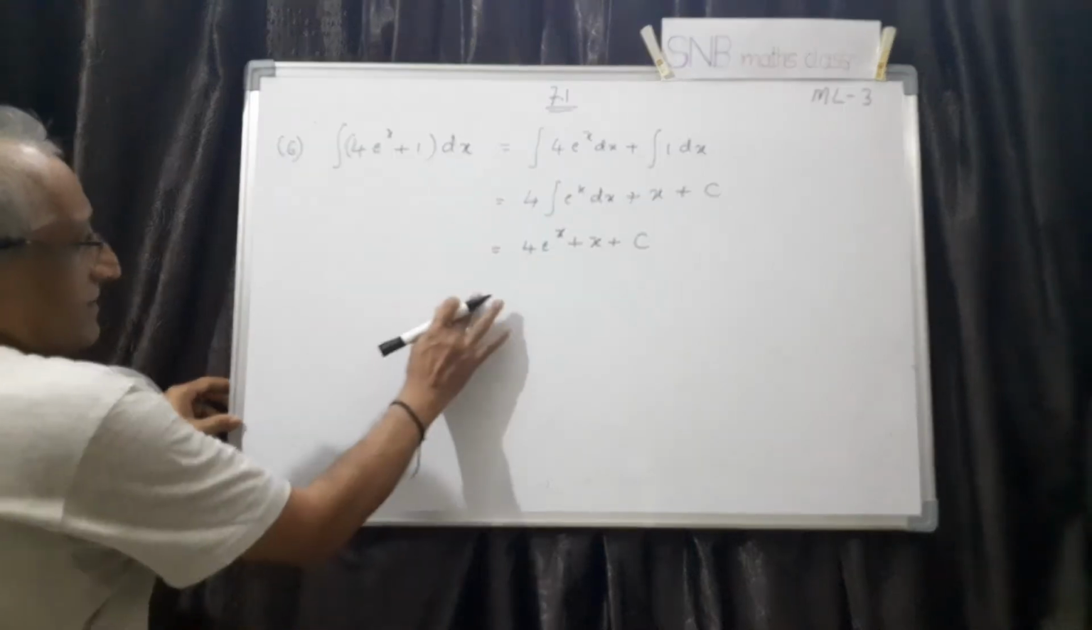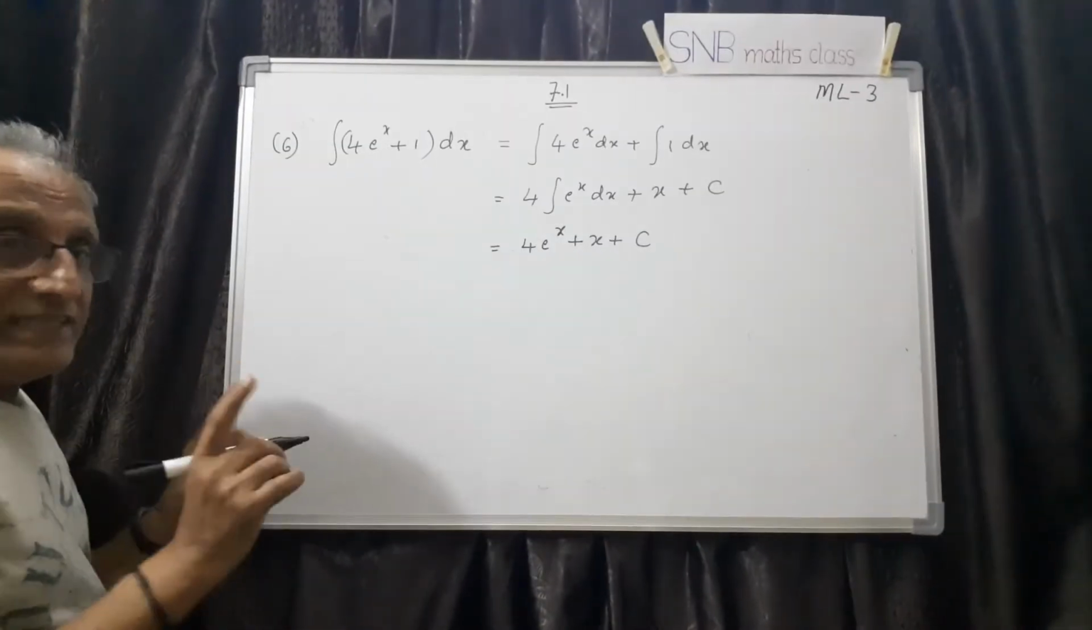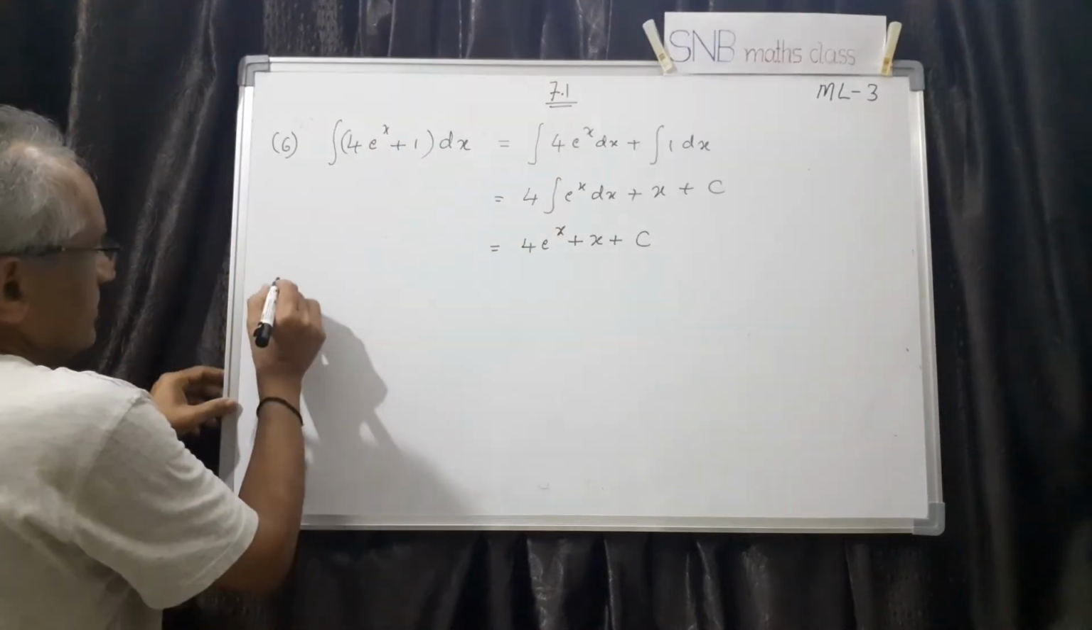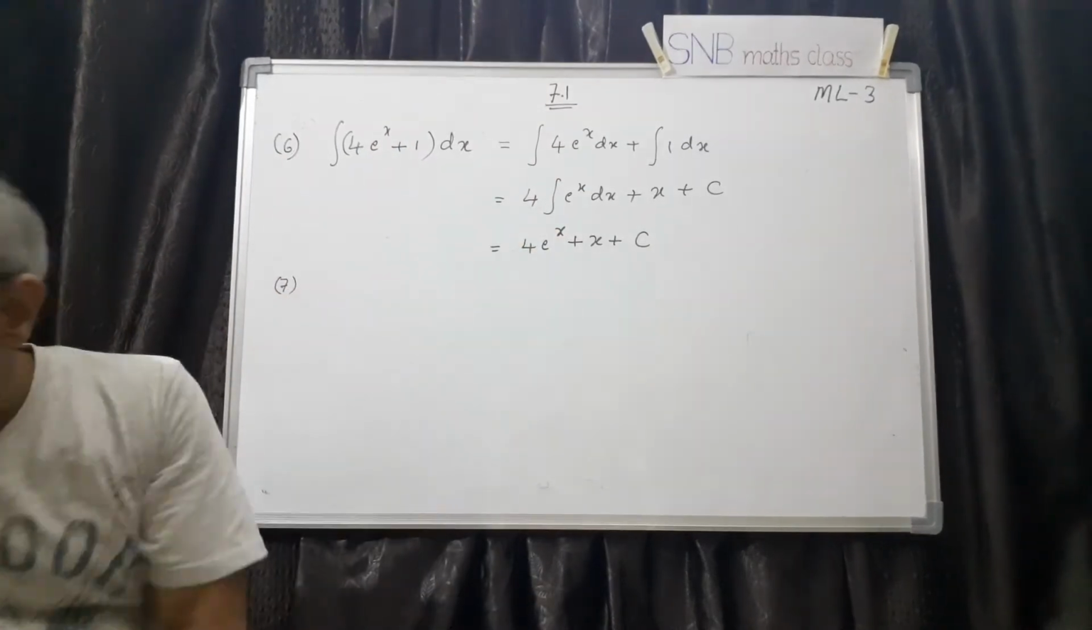So this is the sixth question in your exercise. I have changed it actually. 3^x is there. Right now we can't do that one. So I have changed it. So let us take the next question.